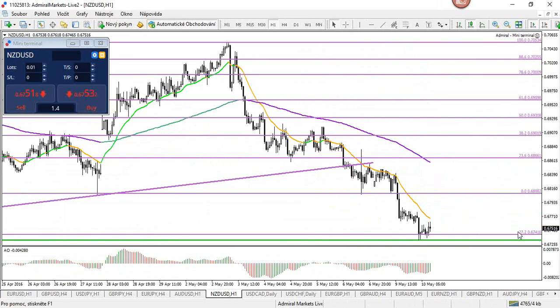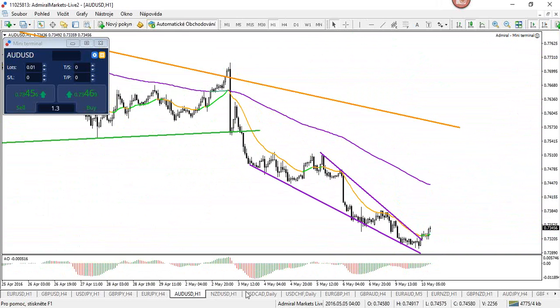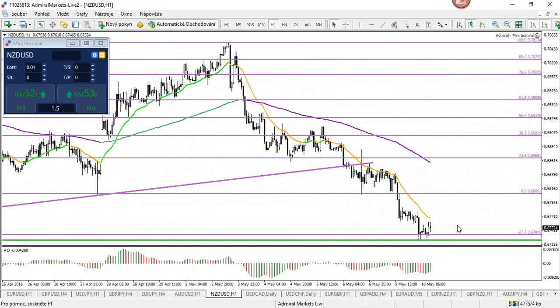Now, how does that stack up with the Aussie? Let's take a look. The Aussie might be making that retracement. So the Kiwi at this moment looks a bit weaker in its upside than the Aussie. But if the Aussie does move up, then the Kiwi will probably follow a bit as well. So let's see how that unfolds.